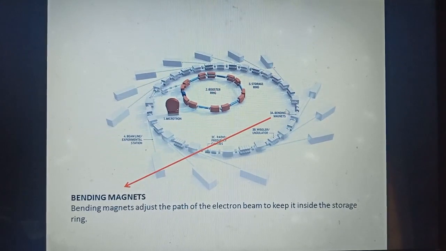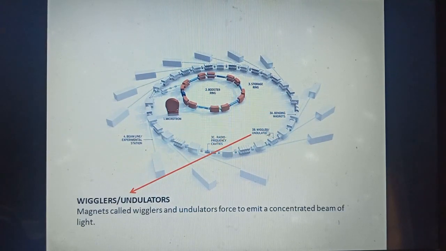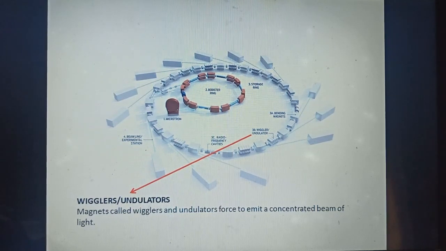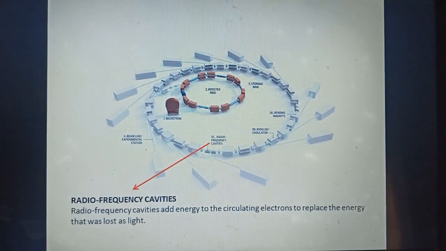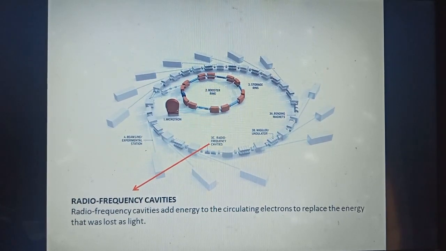This is the bending magnet. The bending magnet adjusts the path of the electron beam to keep it inside the storage ring. And these are the wigglers or undulators. The wigglers and undulators force the beam to emit a concentrated beam of light. And this is the radio frequency cavities. The radio frequency cavity adds energy to the circulating electrons to replace the energy that was lost as light.